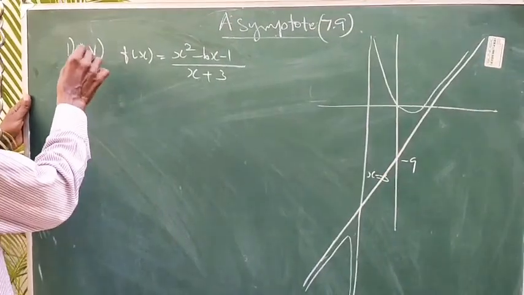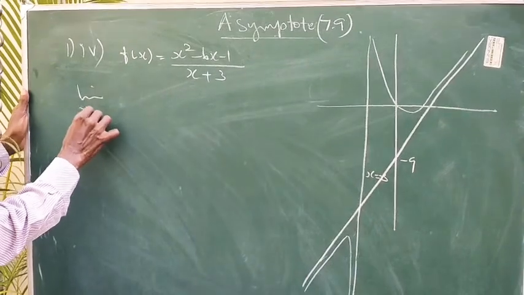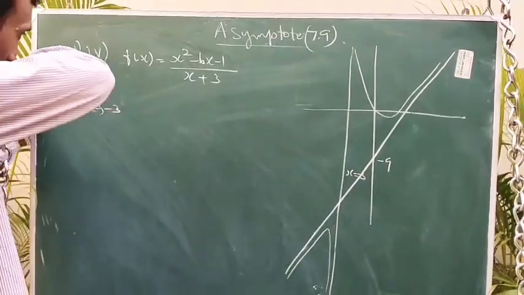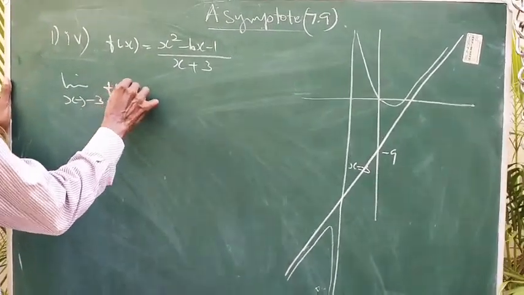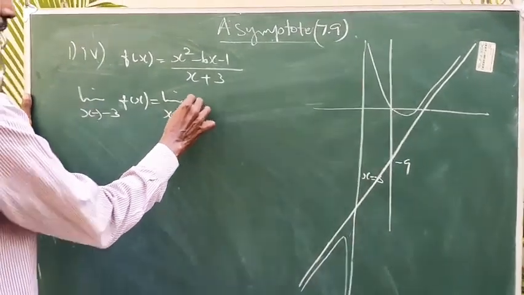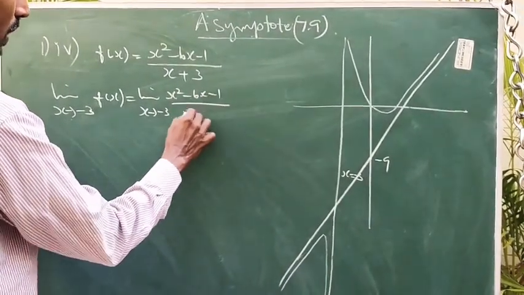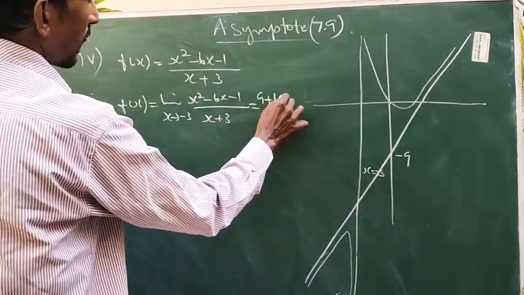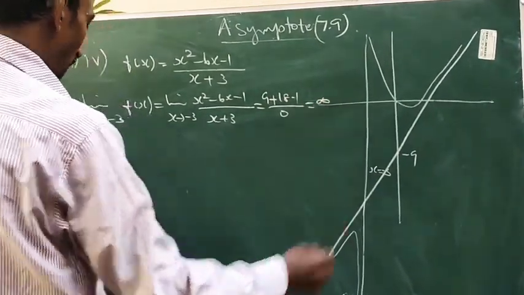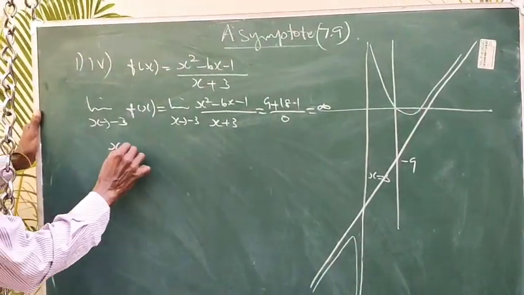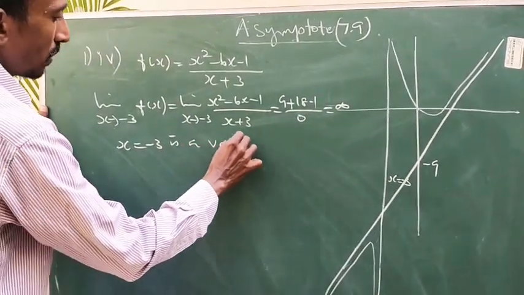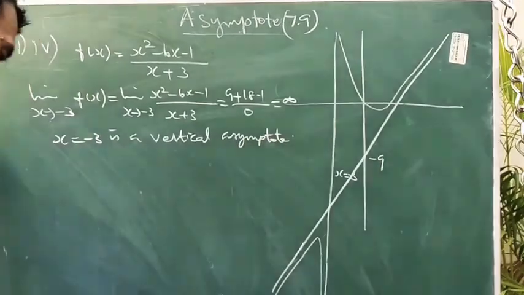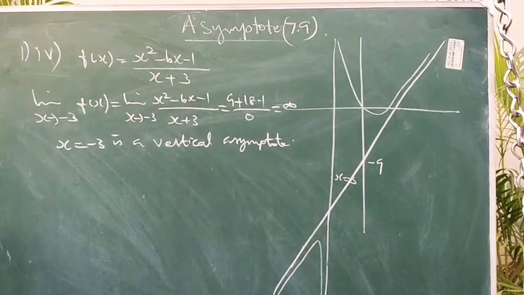So my dear students, subdivision 4 in the first question. Look at the denominator. If we apply x equal to minus 3, it becomes 0. We get the vertical asymptote. So limit x tends to minus 3 of f of x equal to limit x tends to minus 3 of (x square minus 6x minus 1) by (x plus 3). Whatever the numerator may be, 9 plus 18 minus 1 by 0, anyway infinity. Okay. So x equal to minus 3 is a vertical asymptote.